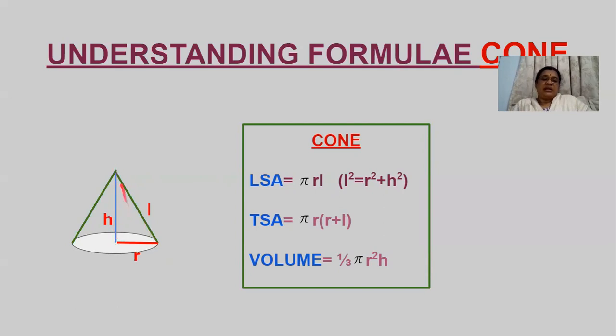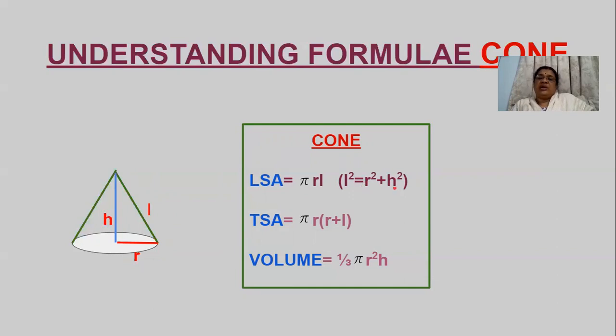The right angle triangle: this is the slant height, this is the hypotenuse of the right angle triangle, this one is the height, and this one is the base. According to Pythagoras theorem, the square on the hypotenuse will be equal to the sum of the squares of the other two sides. Therefore, here L square will be R square plus H square.